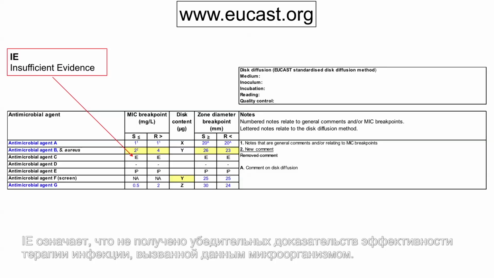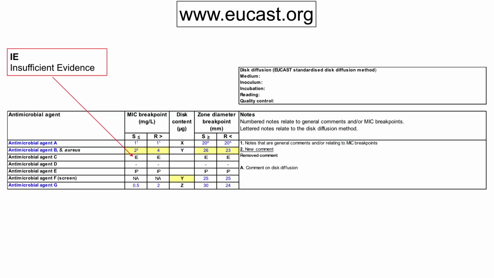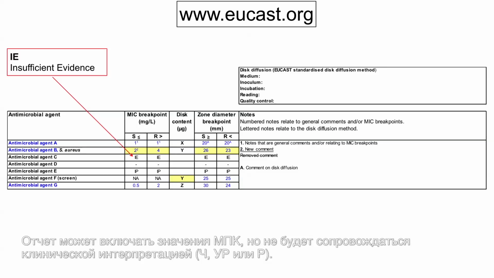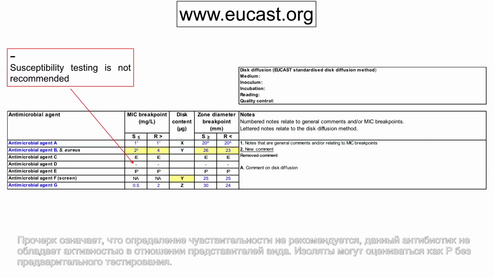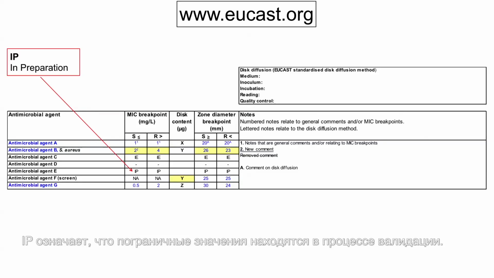IE indicates that there is insufficient evidence that the species is a good target for therapy with the agent. An MIC with a comment but without an accompanying S, I, or R categorization may be reported. A dash indicates that susceptibility testing is not recommended as the species is a poor target for therapy with the agent. Isolates may be reported as R without prior testing. IP means that breakpoints are in preparation.